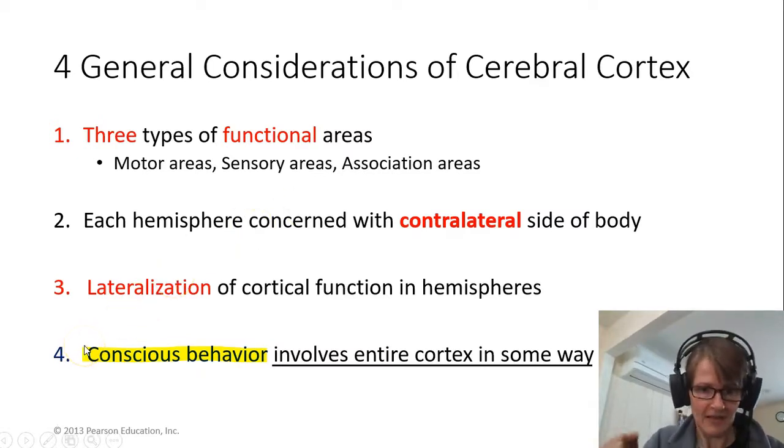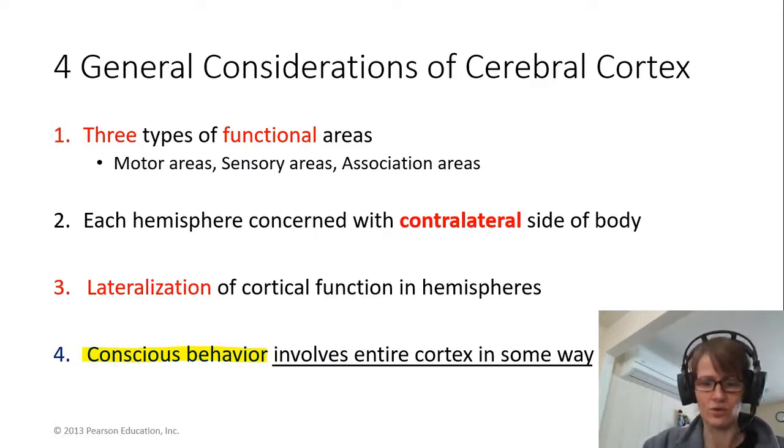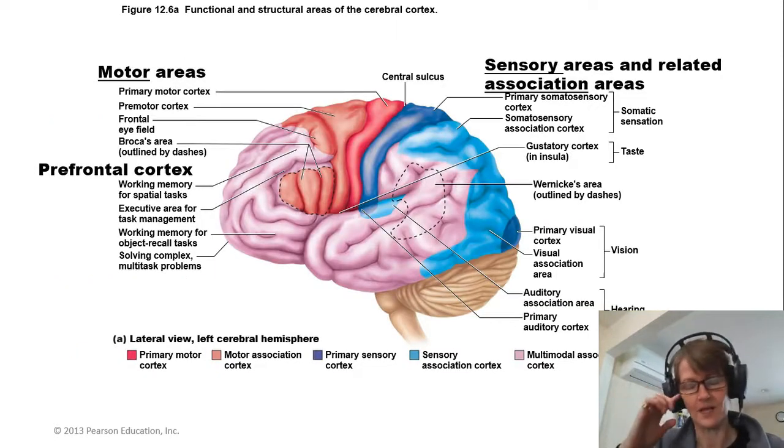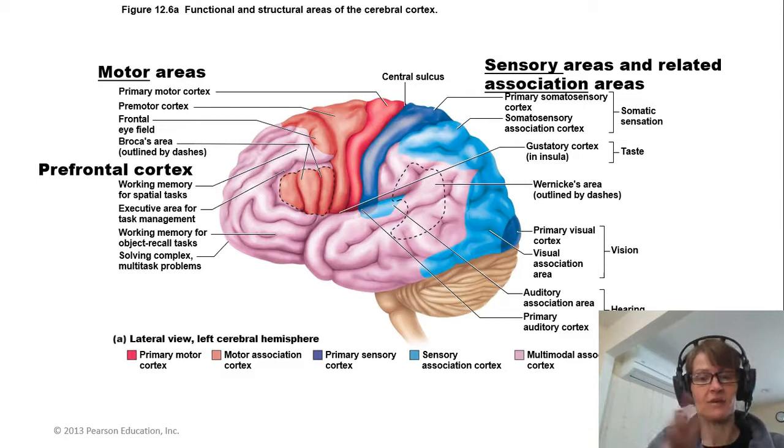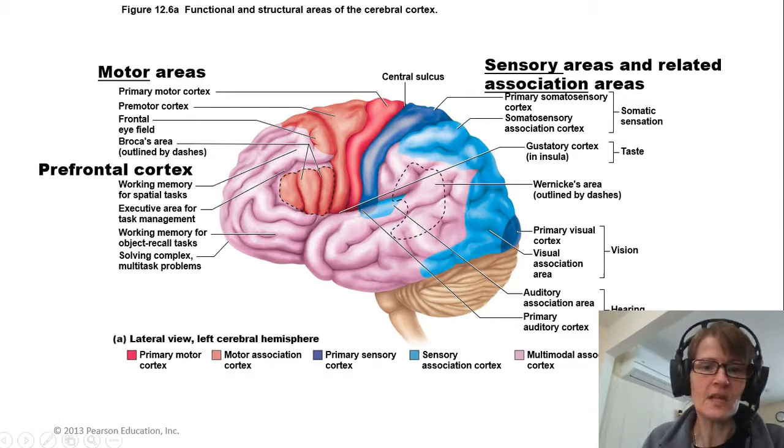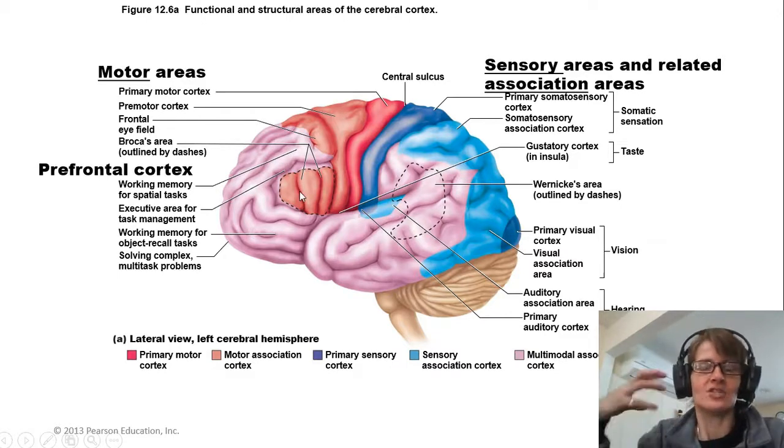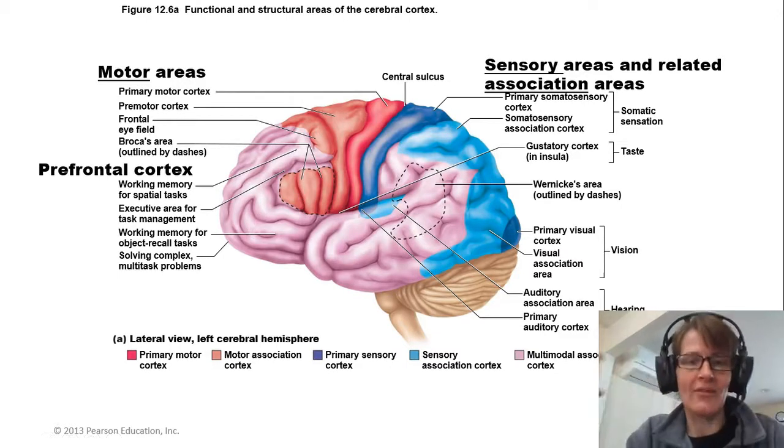But to re-emphasize conscious behavior, if you are aware of it, that is somehow in the cortex. The whole cortex is involved with that in some way. So now we need to learn about the specific lobes and what they more specifically do. We have the frontal cortex here. That is generally about our character and about judgment.